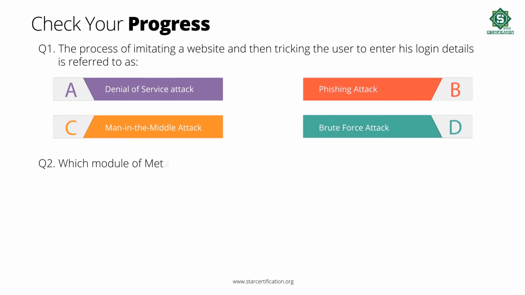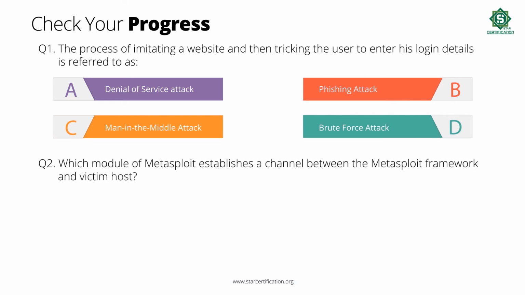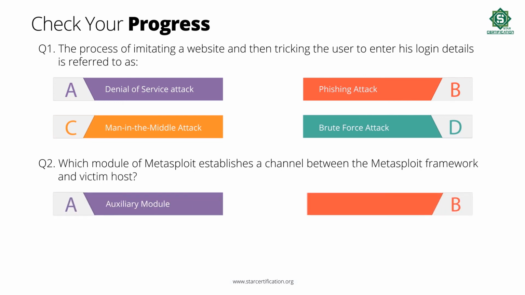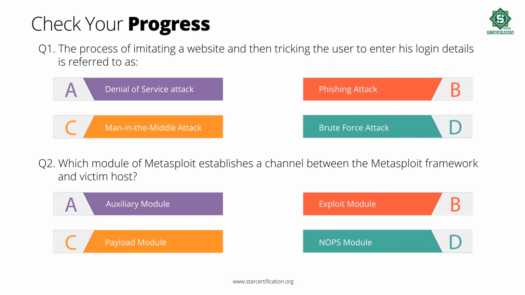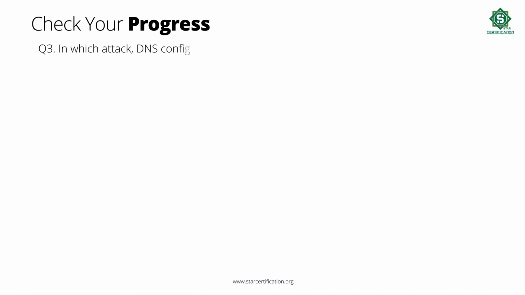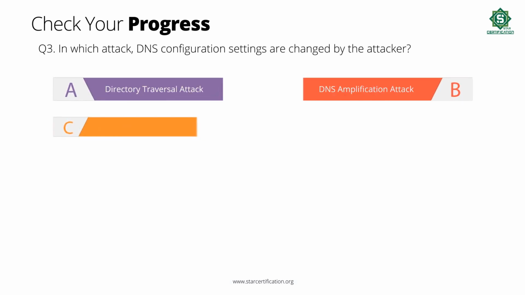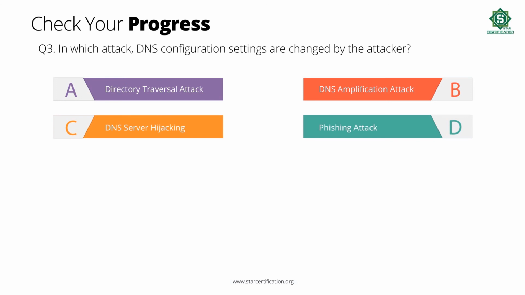Which module of Metasploit establishes a channel between the Metasploit framework and victim hosts? The answer is auxiliary module. In which attack are DNS configuration settings changed by the attacker? The answer is DNS server hijacking, which changes the DNS configuration settings.